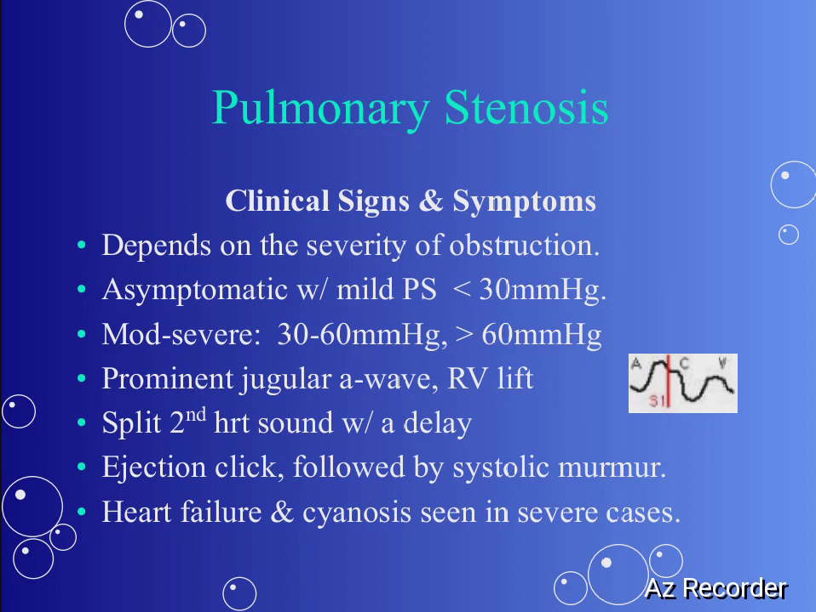Clinical signs and symptoms depend on the severity of obstruction. Asymptomatic with mild PS, gradient lesser than 30 mm Hg; moderate 30 to 60 mm Hg; severe greater than 60 mm Hg. Prominent jugular A wave, RV lift, split second heart sound with delay, ejection click followed by the systolic murmur, heart failure, cyanosis seen in the severe cases.